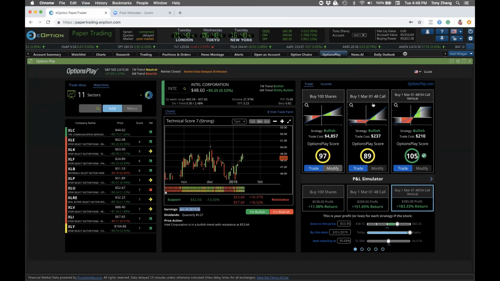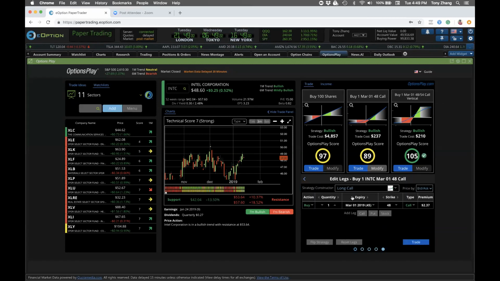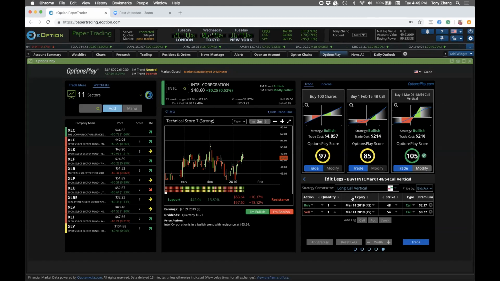So what I'm going to do is click on I'm bullish for Intel. I'm going to look at my 3 strategies. This is selecting a March expiration for me, which gives me plenty of time after the January 24th earnings date. I can even change the expiration date to the February monthly expirations if I want to, just to compare.